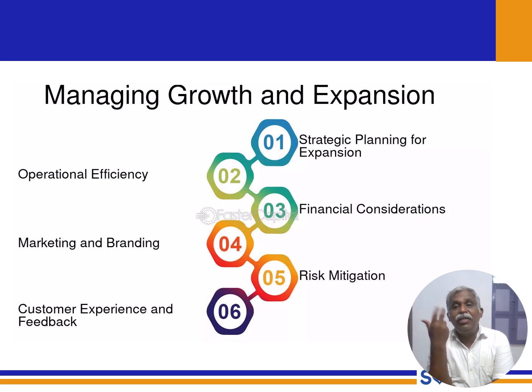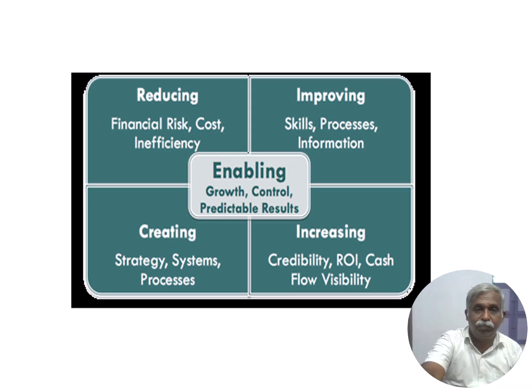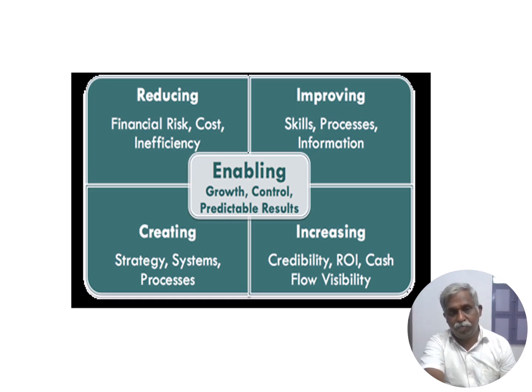Next slide is enabling the growth. At present, we covered managing growth, then we have enabling the growth. In that enabling of growth, how are we managing? Enabling is possible after strategic planning, operation efficiency, financial consideration, marketing growth, branding, risk mitigation, and finally feedback from the customer. Here we have enabling the growth management.